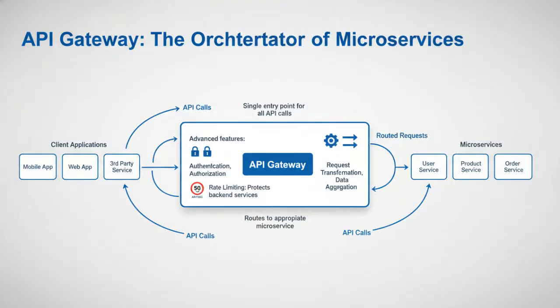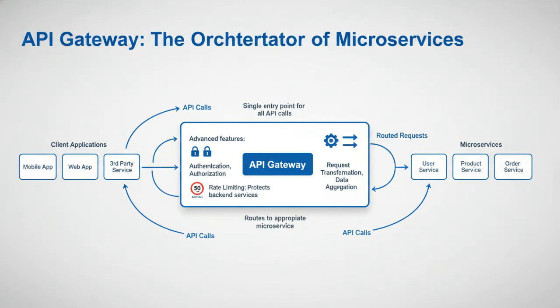Moving up the stack, we encounter the API gateway, a sophisticated management tool often associated with microservices architectures. While it can include reverse proxy and load balancing capabilities, its role extends far beyond. An API gateway acts as a single entry point for all API calls from clients, routing them to the appropriate microservice. More importantly, it provides advanced API management features.